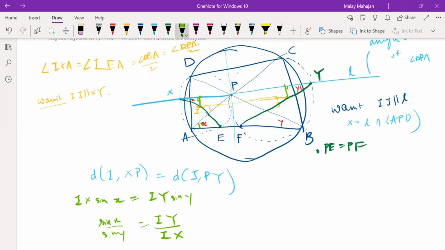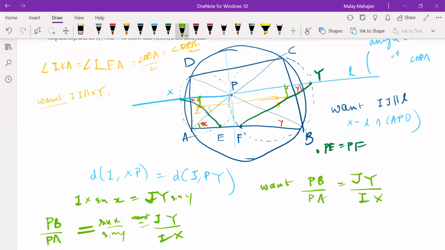Yeah, and now try finishing from here. And sin x by sin y is PB by PA, right? Yeah, this is what we want. Sin x by sin y is PB by PA. So you want PB by PA to be equal to JY by IX.